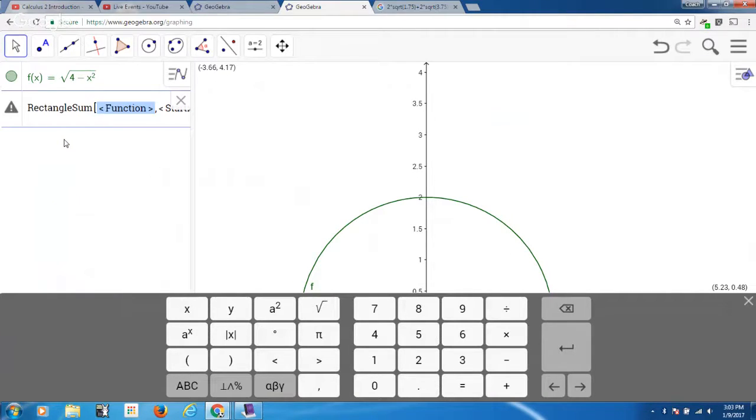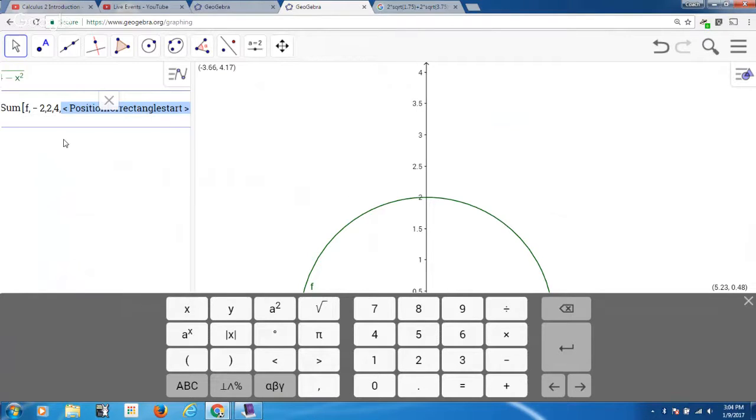Well, my function is called f, tab. What's my start value? I'm starting at -2. What's your end value? My end value is +2. How many rectangles do you want? Well, I would like 4 of them. Position of the rectangle. And GeoGebra, I looked this up ahead of time, says left endpoints plug in a 0, right endpoints plug in a 1, midpoints would be a 0.5. I'll go over that again later.